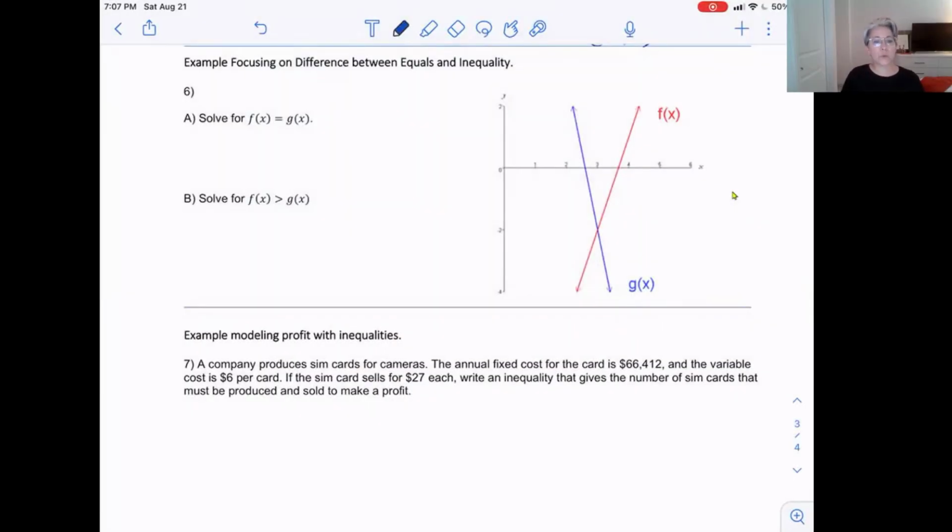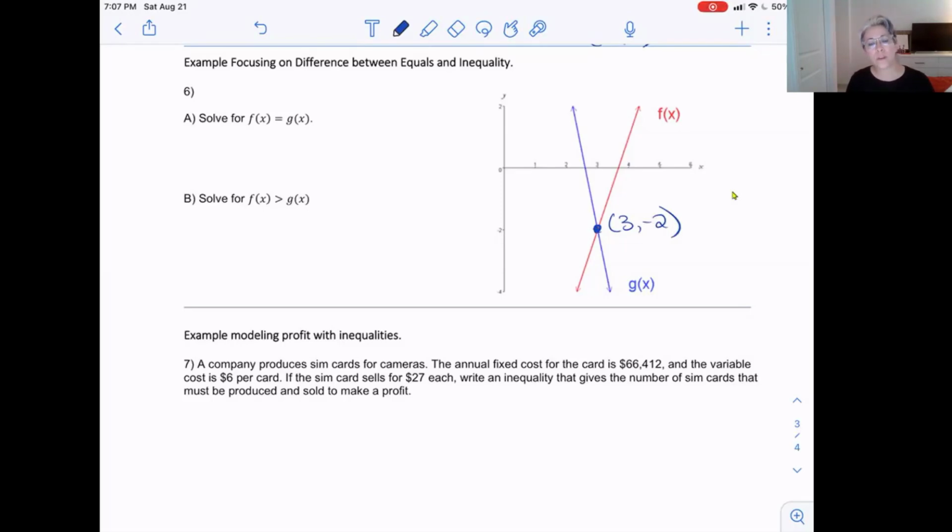So in example 6, we're going to focus on the difference between solving an equation or a system of equations versus solving an inequality. So let's say we want to solve for f of x equals g of x, and we have this graph to the right. F of x is a linear equation increasing, g of x is decreasing. And notice we have the point (3, -2) as where they intersect.